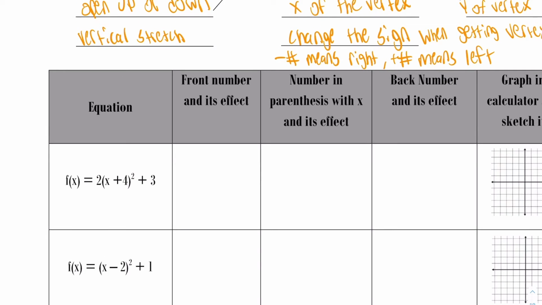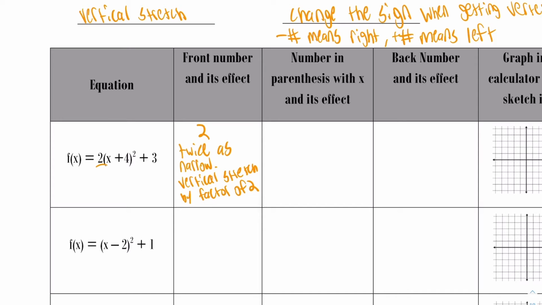I'm only going to go through two of these because these are, after all, the graphs that we've done in the past few days, this is nothing. The front number here is the number 2. 2 means we are twice as narrow, but it also means it's a vertical stretch by a factor of 2. That vertical stretch answer is actually the better answer out of these, but since these are just notes, I'll leave both of them there.